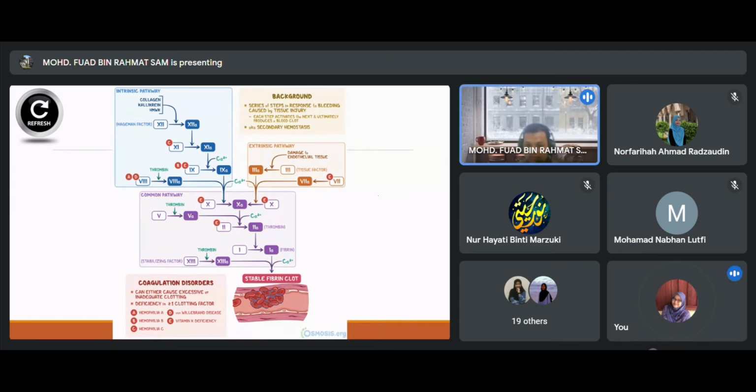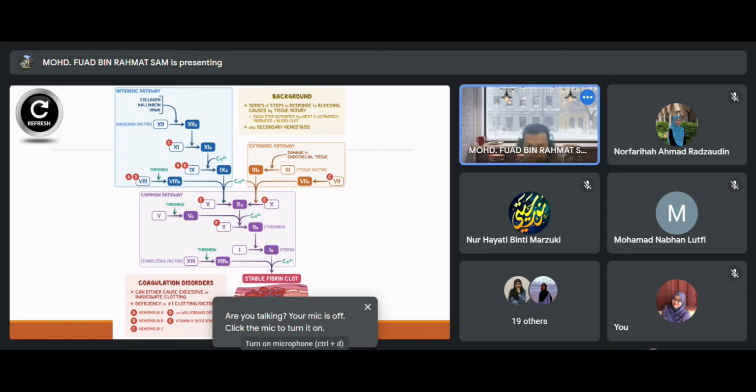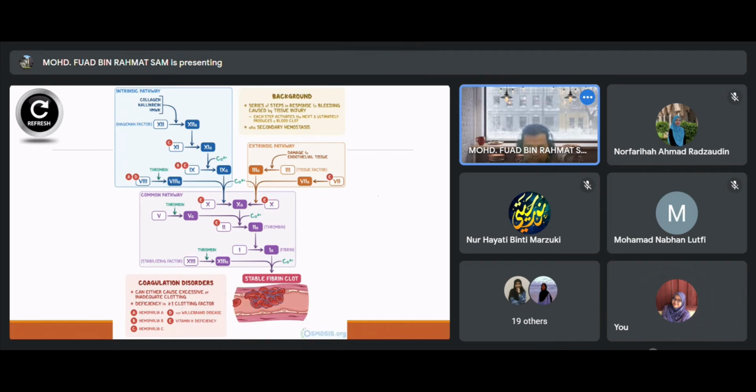Then, okay, 5, 2, which is factor number 13. Great. Okay, so the common pathway, the coagulation cascade involves the intrinsic pathway, the extrinsic pathway, the common pathway. Just untuk recall balik, this coagulation cascade is under primary or secondary hemostasis? Yes, under the secondary hemostasis.